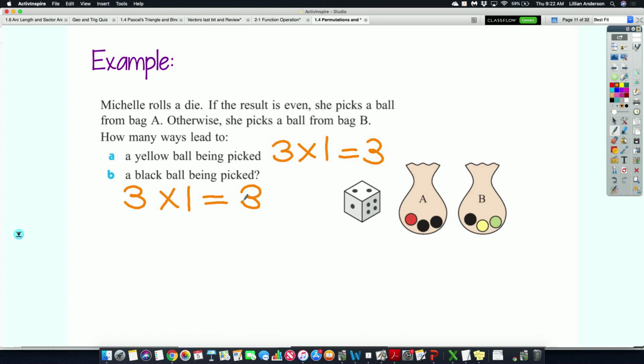How many evens are there? 3. How many black balls are there? 2. Okay. So how many is that? 6. So there's 3 ways if I roll odd and 6 ways if I roll even. How many ways are there total?